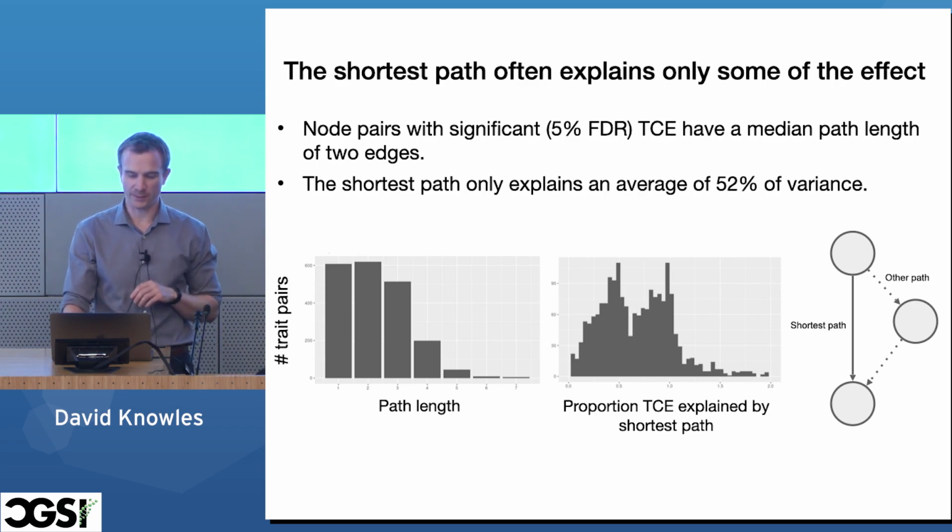Another way of thinking about this is asking what proportion of the variance of the effect of A on B is explained by the shortest path, and that's on average only 52%. So what that's saying is that often when we see a total causal effect of A on B, there's often multiple causal chains by which A is affecting B.